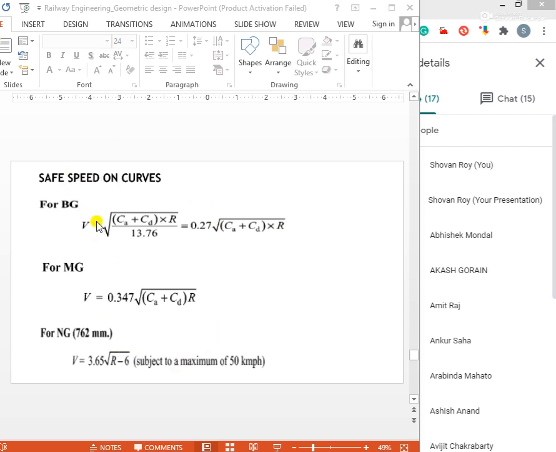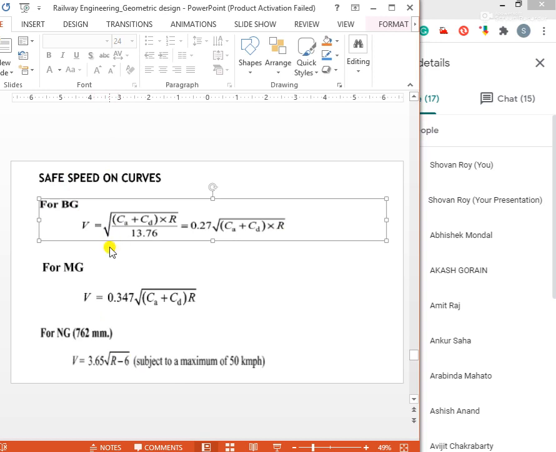For broad gauge, this is a very important formula: V equals root over (CA plus CD) into R by 13.76. What is CA? CA is the actual cant of the curve, the actual cant which is provided on the curve. CD is the cant deficiency. R is the radius of the curve, and 13.76 is the constant value. Through this formula, we can calculate the safe speed on curves.